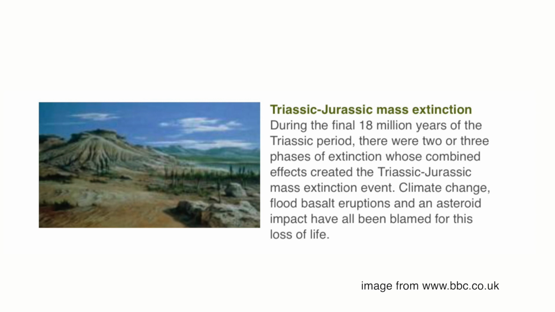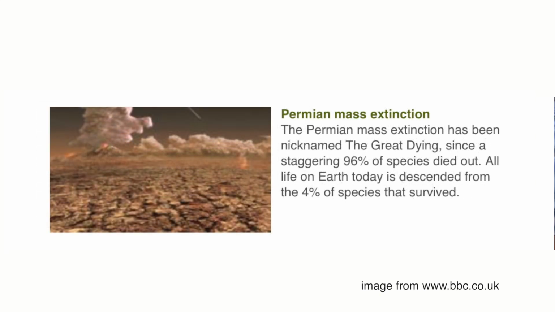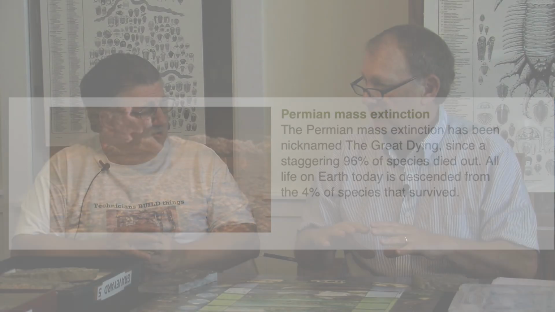There was one at the end of the Triassic. There was the Permian extinction, which I believe was the largest, if I remember right. And that took out like 90% of everything. Of all species. Yeah, so there was a great loss in diversity. Yes, but that great loss did clear the way for other things to come.